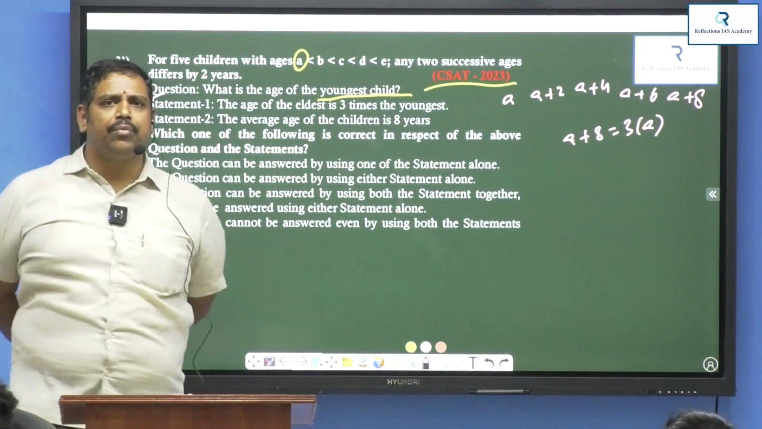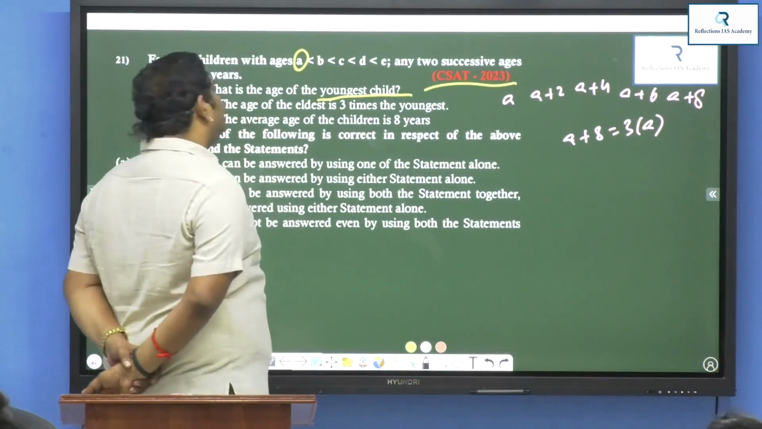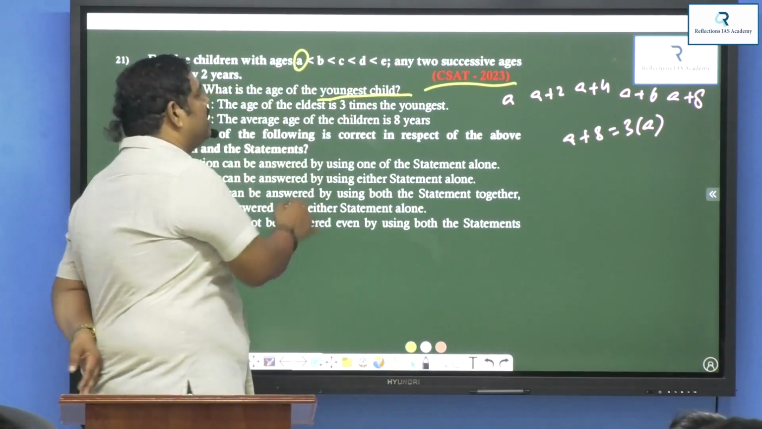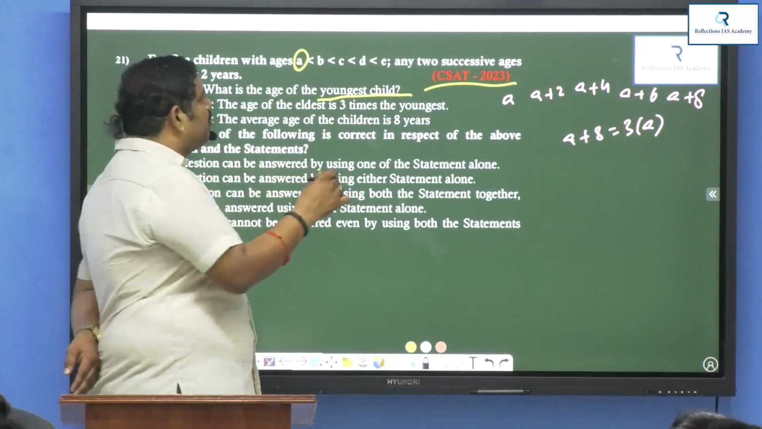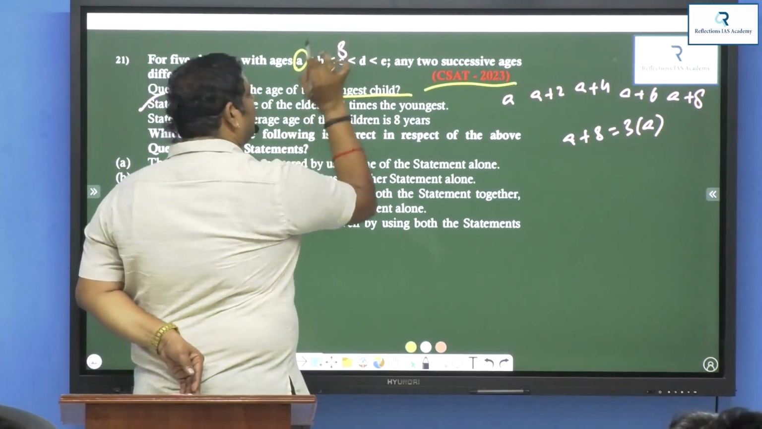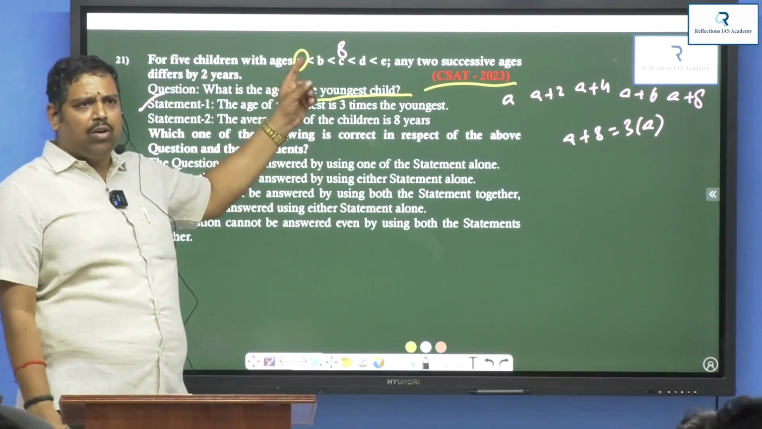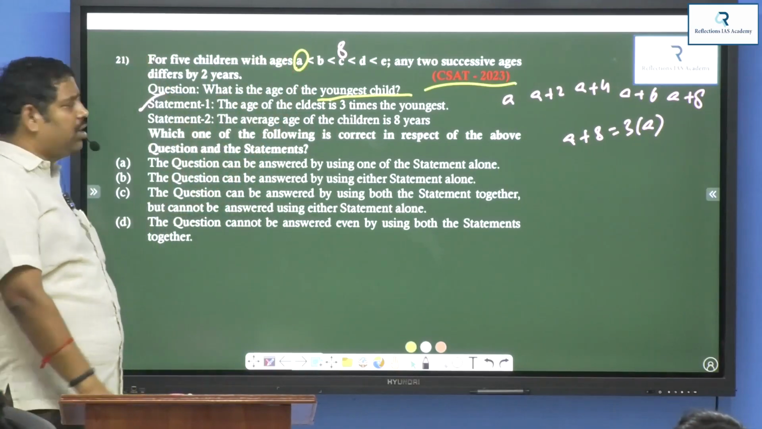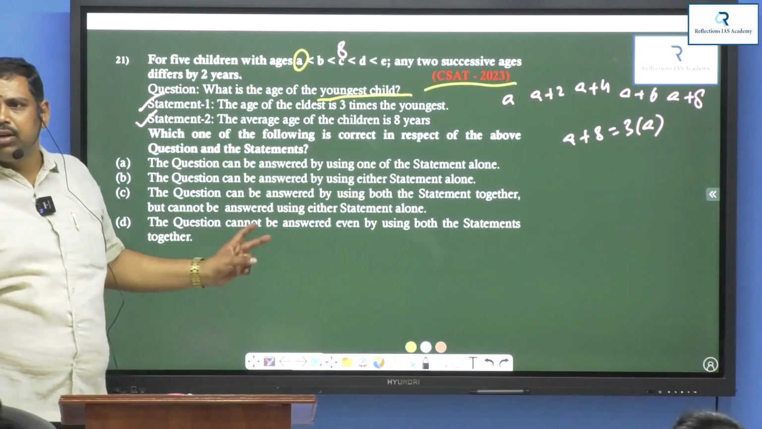Say it loudly. Sufficient. Now I am going to S2. The average age of the children is 8 years. The average means, sir, all differ by 2, so those are in arithmetic progression, right? In arithmetic progression, the middle one is the average, right? So the middle one is 8 years. Will you get the youngest one's age or not? Yes. So S2 is sufficient or not sufficient? Clear for you?